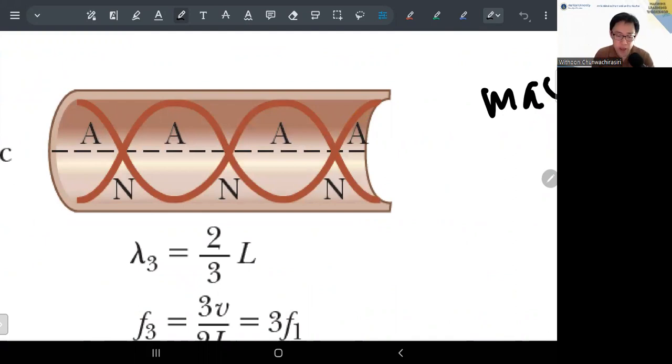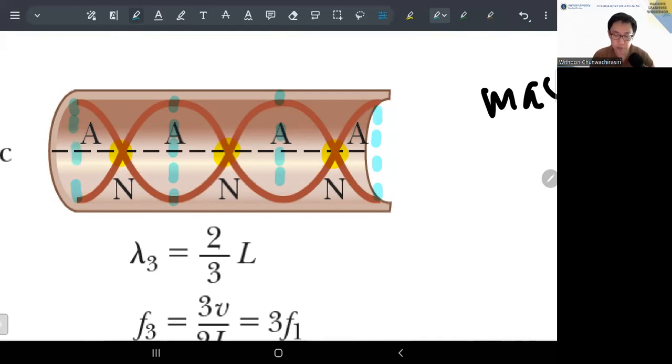Okay. And now we understand from last time that the points where the medium's elements do not move, we call them nodes. Those are the points where nothing is moving, and in between the nodes you can identify the positions where things are oscillating the most, and we call those antinodes.